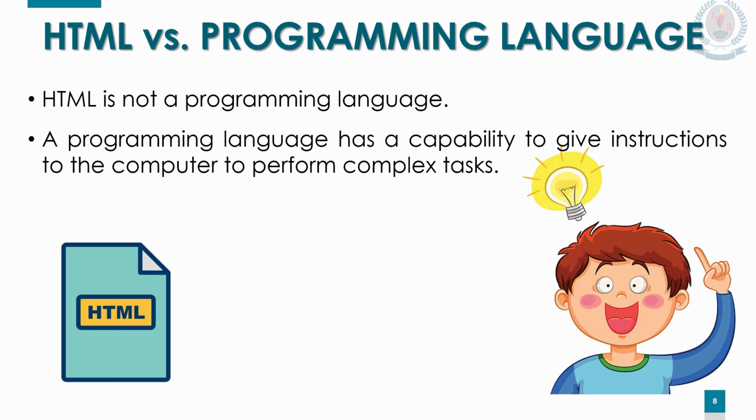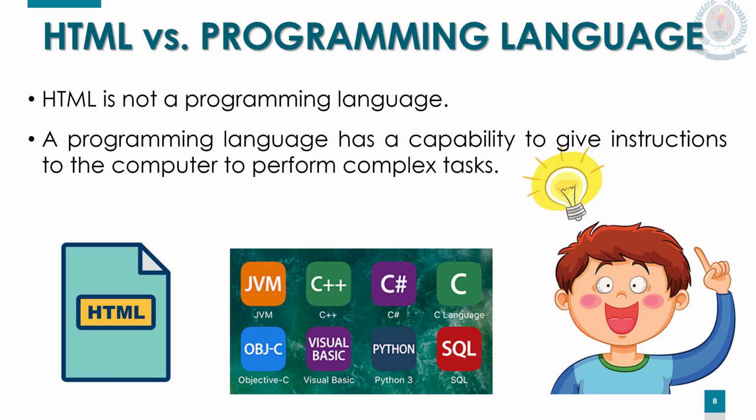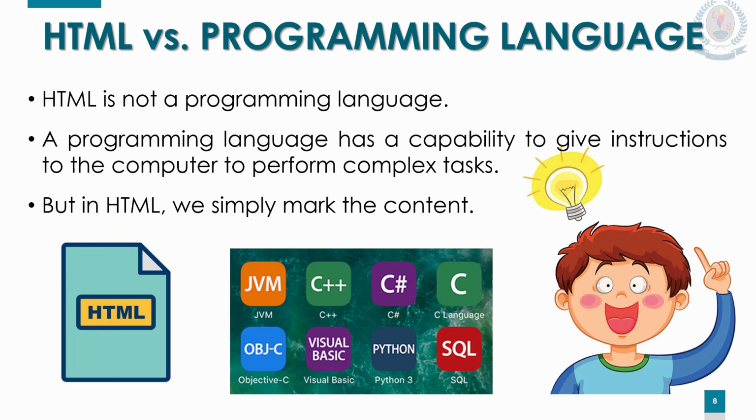Okay, a programming language has the capability to give instructions to the computer to perform complex tasks. If you take addition of two numbers, using a programming language we can explain to the computer how to add the two numbers. So HTML is not a language like that. So these are the programming languages. As I said, C++, C#, C, SQL, MySQL, Visual Basic. But in HTML we simply mark the contents only. Within the text we mark the contents. So that's why we call it a markup language.